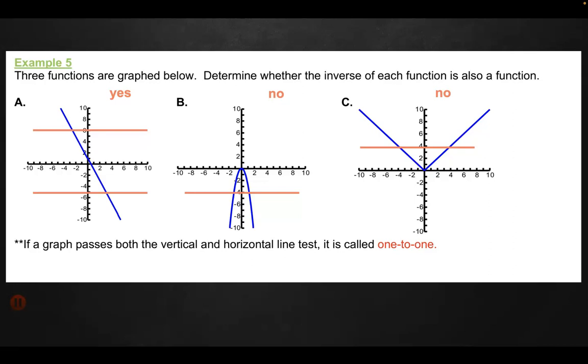So now if your graph passes both the horizontal and the vertical line test, it's actually called a one-to-one function. So that example is actually letter A. The function as well as the inverse both pass the horizontal and the vertical line test, so letter A is actually a one-to-one function.